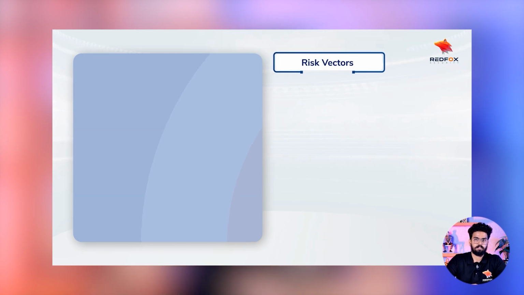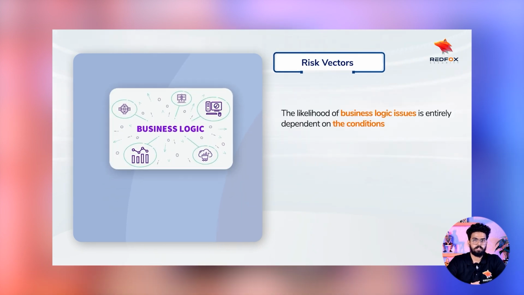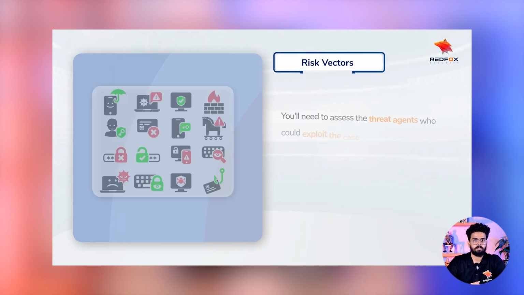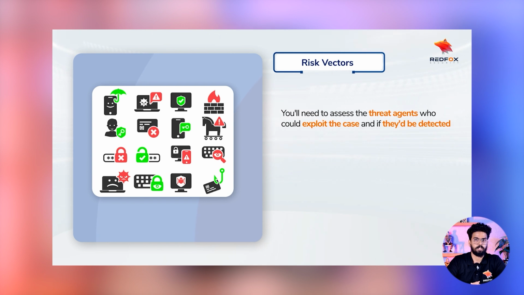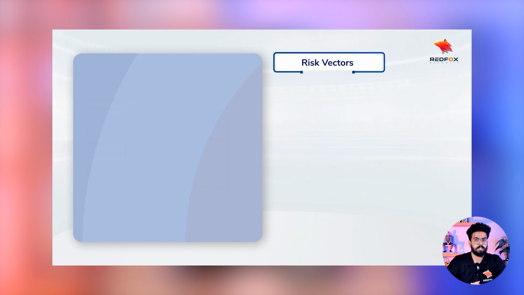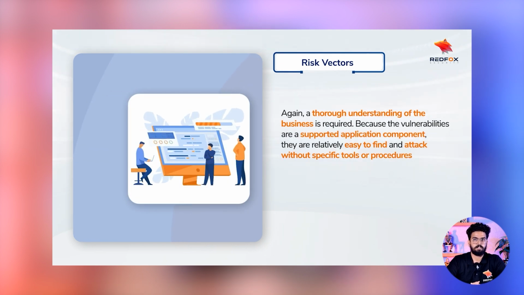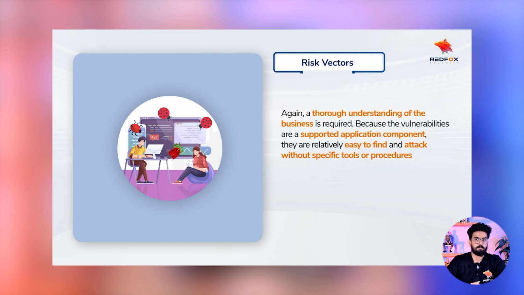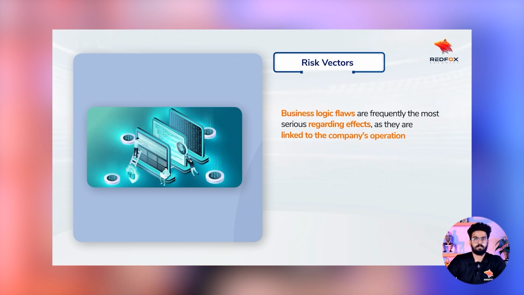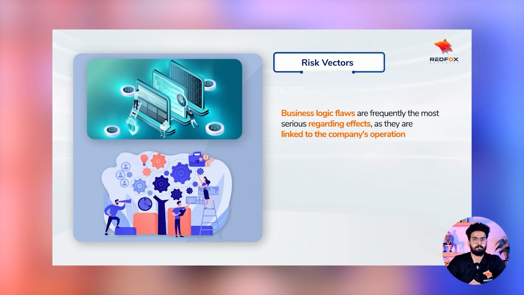Risk factors. The likelihood of business logic issues is entirely dependent on the conditions. You will need to assess the threat agents who could exploit the case and whether they would be detected. Again, a thorough understanding of the business is required because the vulnerabilities are a supported application component. They are relatively easy to find and attack without specific tools or procedures. Business logic flaws are frequently the most serious regarding effects as they are linked to a company's operation.